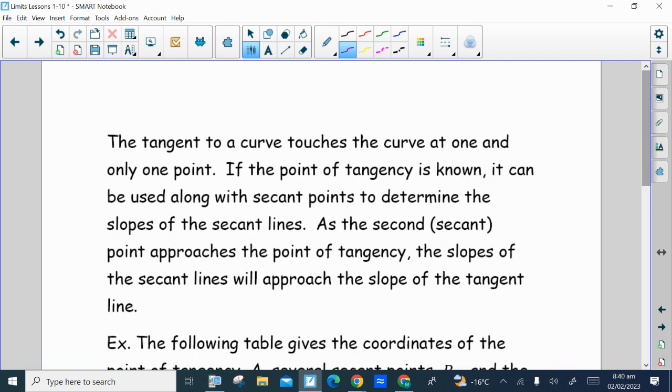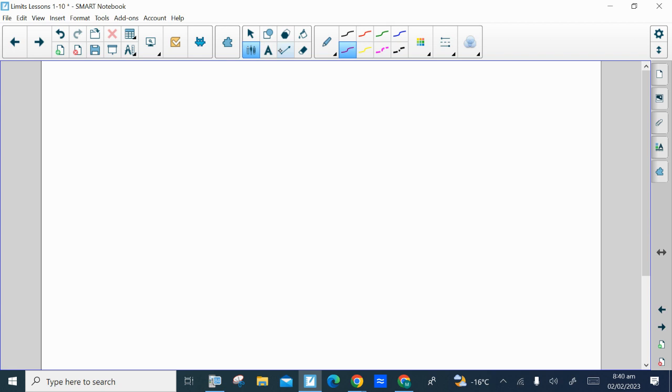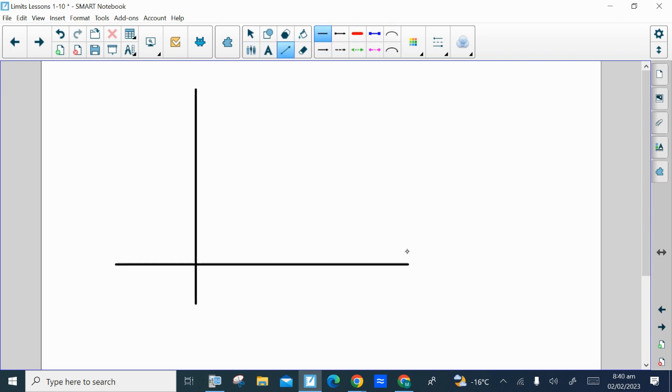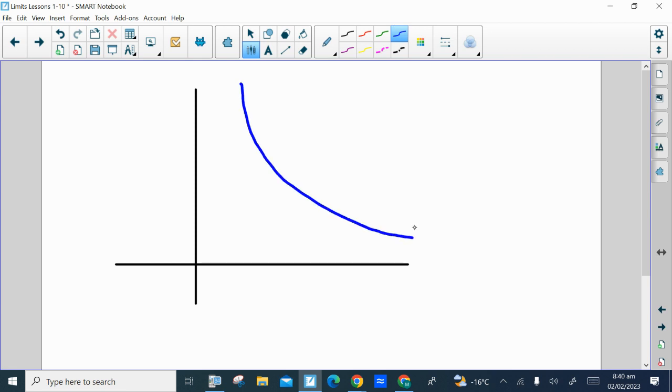So here's what that means. I'm just going to open up a new page here to show you. So let's say we have a curve. Doesn't matter what it looks like. Looks something like that. And let's say we want to find the tangent line at some point on this curve, right there.